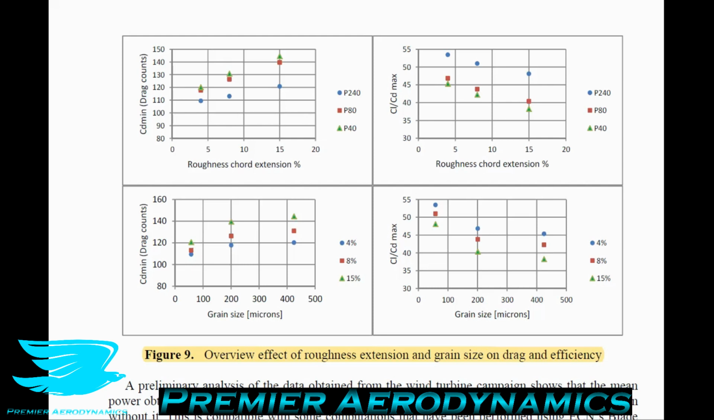The two-dimensional airfoil shows that for very fine sandpaper, so P240, at 4 degrees, the maximum lift to drag ratio is 54. As you go to 15% of the airfoil covered, the maximum lift to drag ratio drops by almost 20%, or maybe 10%. So we can conclude here that, again, for a two-dimensional case, the rougher the surface is, the worse the performance of the airfoil becomes, and also the more of the surface is covered, the worse the airfoil performs as well.